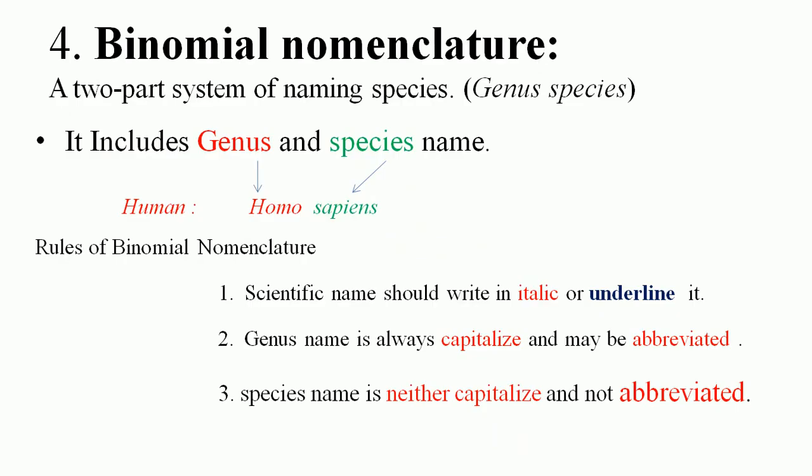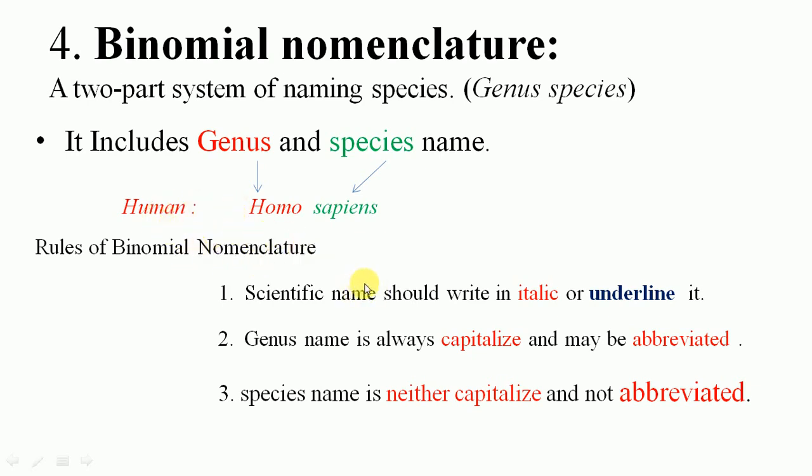Then binomial nomenclature. Binomial nomenclature is the two-part naming of species. It includes the genus and species. For example, the scientific name of a human being is Homo sapiens. Here Homo is the genus name, and sapiens is the species name.